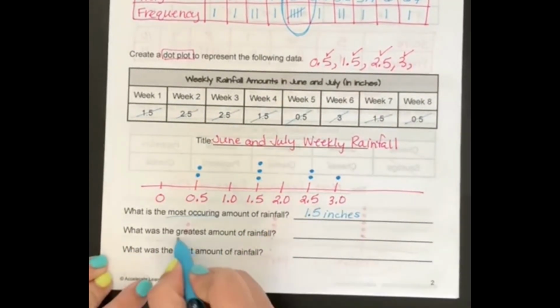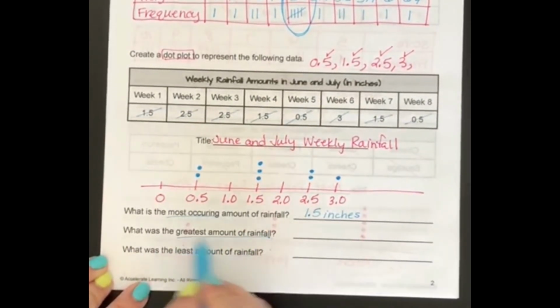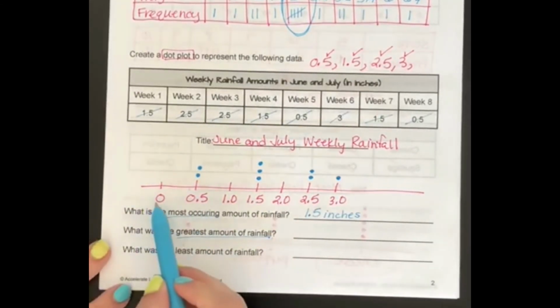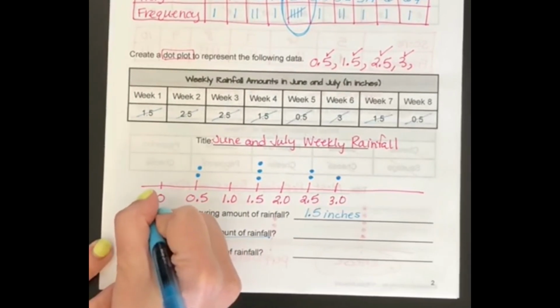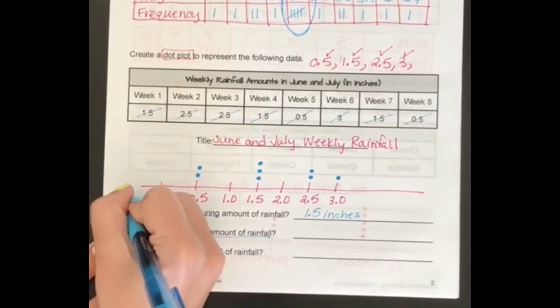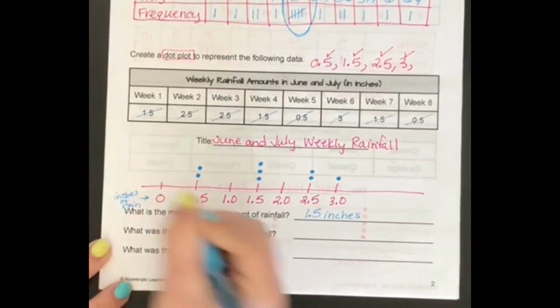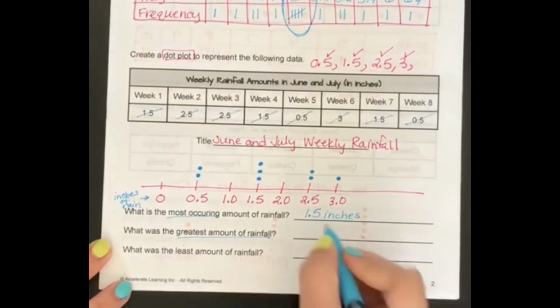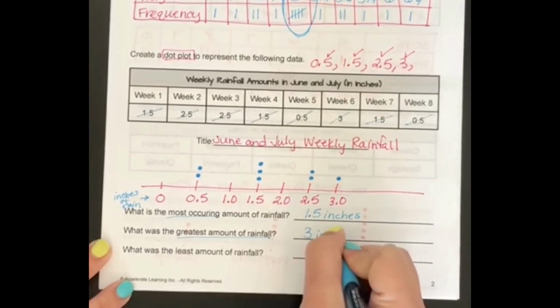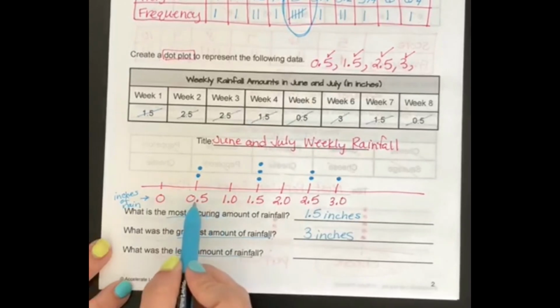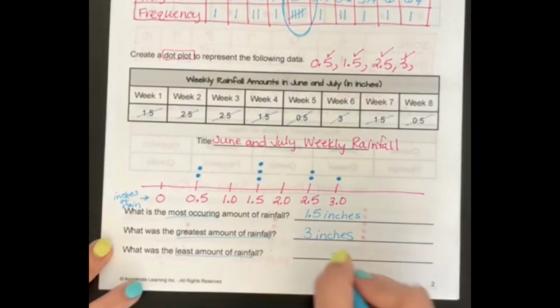What was the greatest amount of rainfall? So this is actually the amount of rain that fell. What was the greatest amount that occurred in all of this time? When we look here, this shows us our inches of rainfall. And the most here was 3 inches. What was the least amount of rainfall? So again, talking about how much rain fell, the least amount that fell was 5/10 inches.